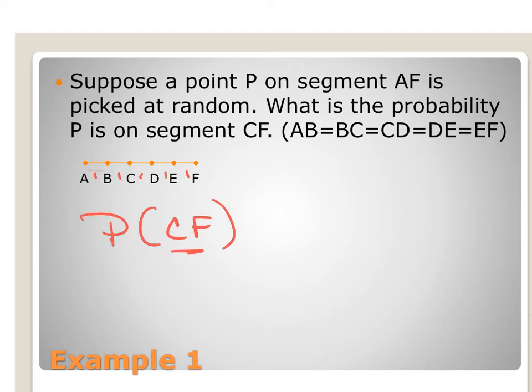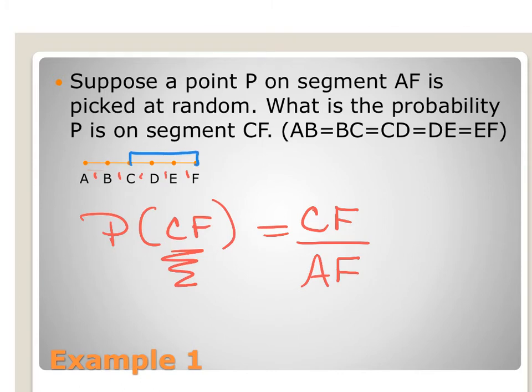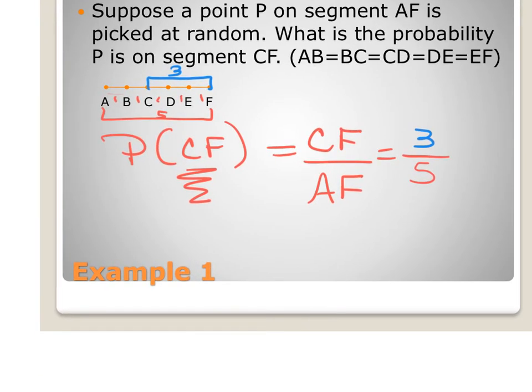So again, what I'm aiming for is going to be in the parentheses. So CF over the whole line segment. So I need to count how long CF is. So from C to F, it's 1 plus 1 plus 1. It's a length of 3. And then the whole length from A to F is 1, 2, 3, 4, 5. So 3 over 5. If I turn this to a decimal, I'm going to divide 3 by 5.